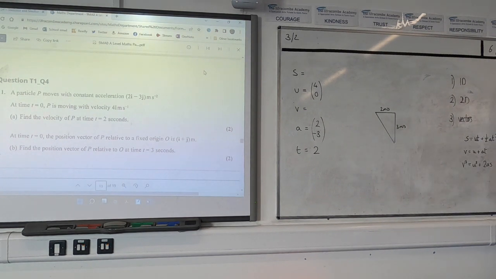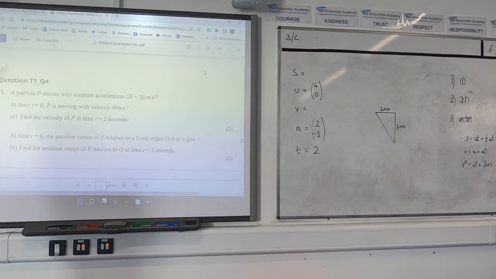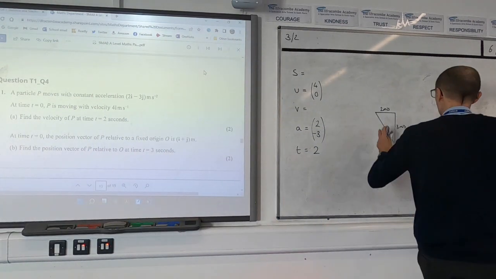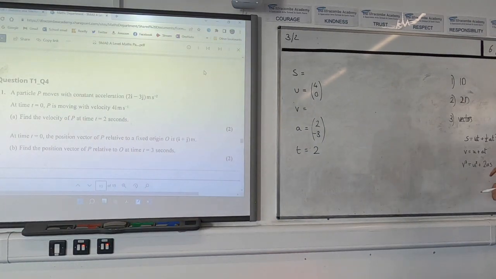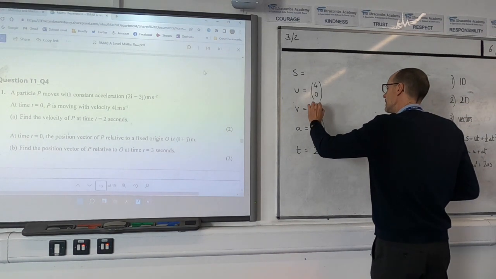So when we apply our formula using vectors, we don't have to write a separate one for horizontal and vertical. We just use the appropriate formula, plugging in vectors for u, v, s and a. T will just be a number. So what do I want to know? The velocity. So I want to know this value here. So let's call it something.